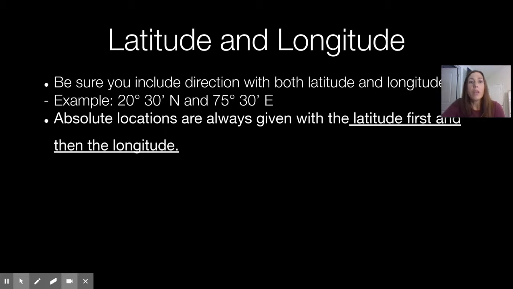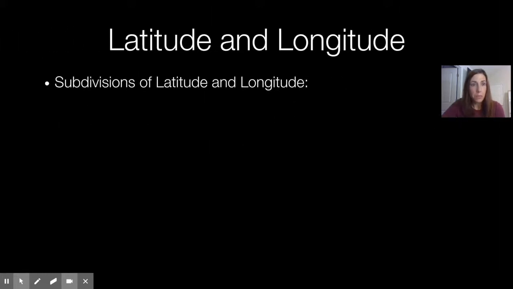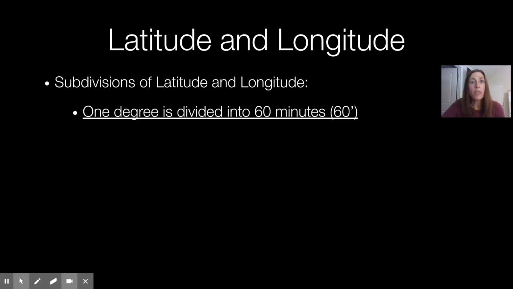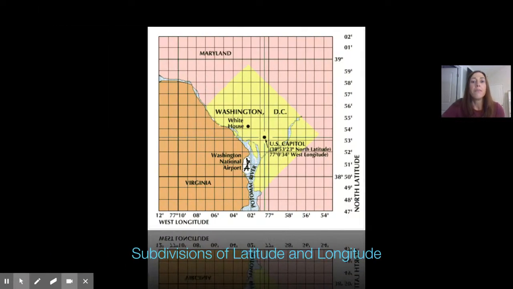Absolute locations are always given with latitude first and then longitude, ABC order, which I also talked about. Subdivisions of latitude and longitude are that 1 degree is divided into 60 minutes, and then 1 minute can be divided into 60 seconds. So that gives you an even more accurate representation of a location. And this is just an example of a subdivision of latitude and longitude.